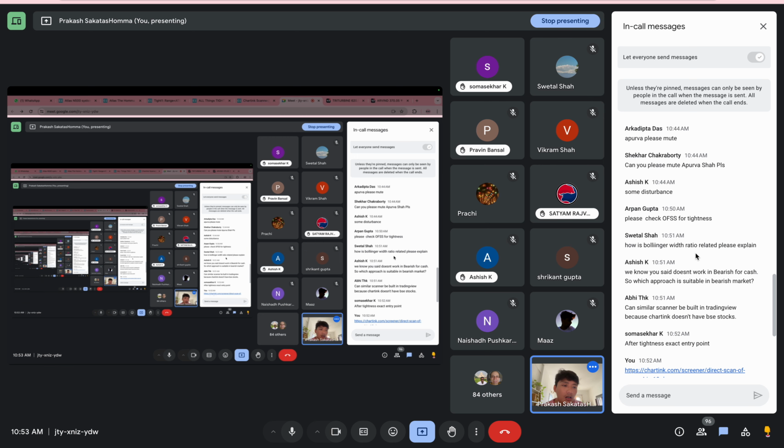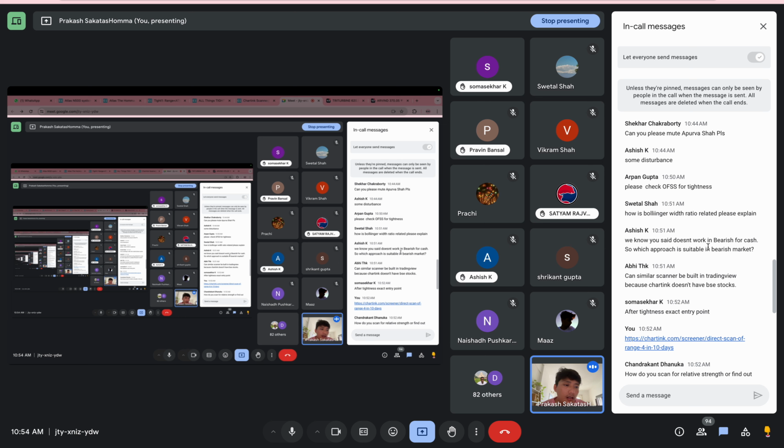Some disturbance. Bollinger band width ratio related is basically like this, right? So what is Bollinger band? First, you have to know that Bollinger band is if you take the 20 day SMA as the band, and you plot the standard deviation, one time standard deviation of the 20 day SMA, it basically is a Bollinger band. Now, if the one standard deviation of the 20 day SMA is very small, what does that mean? In the last 20 days, the price is not flailing, it's not getting a big move. And that's why Bollinger bandwidth is a proxy for how tight the stock is, right?